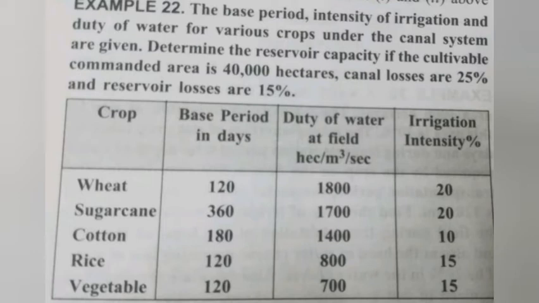To find the discharge required, we need to find the area to be irrigated, so that we can find the total quantity of water required for the field. By knowing the total quantity of water required, we can find the volume of water required at the canal head. By that we can find the storage capacity of the reservoir. So first pause the video and write the question in your classwork note, and then we can proceed with the solution.